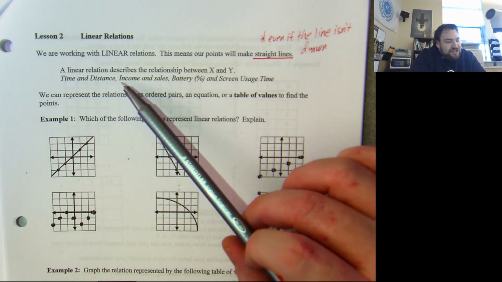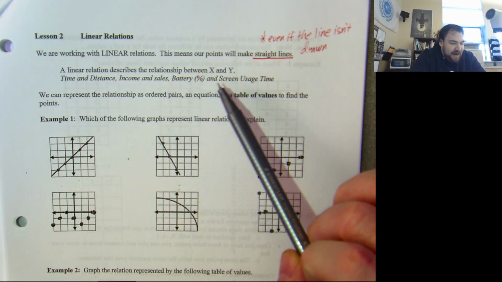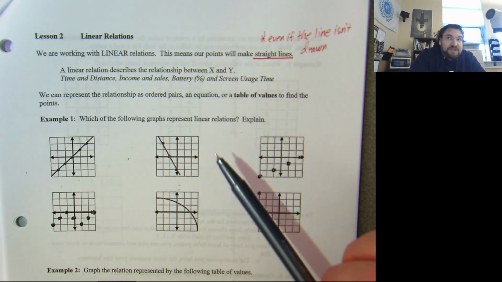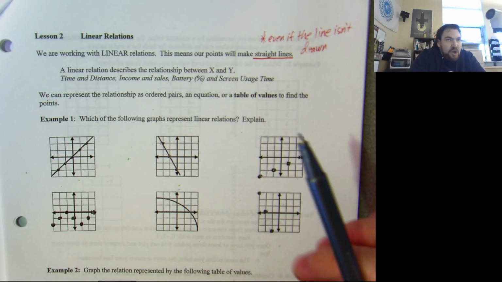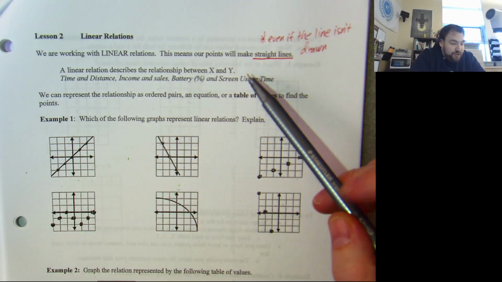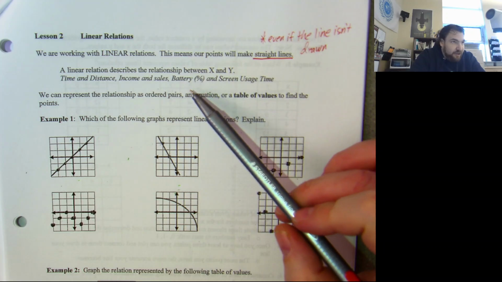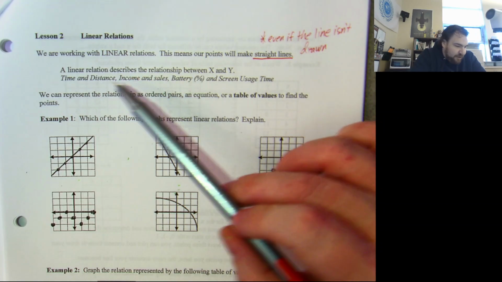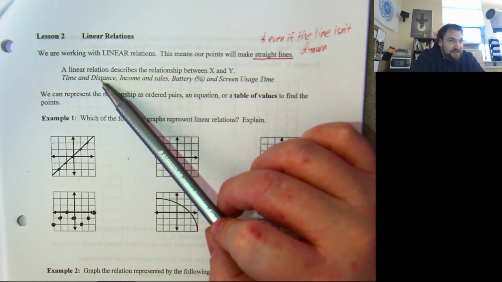So a linear relation describes the relationship between x and y. Things like time and distance, income and sales, battery percentage and screen usage time. We have concepts here where one depends on the other. The more screen time you use, the lower the battery percentage is going to be. The more you sell, the more you make, the more time you move, the longer the distance traveled.